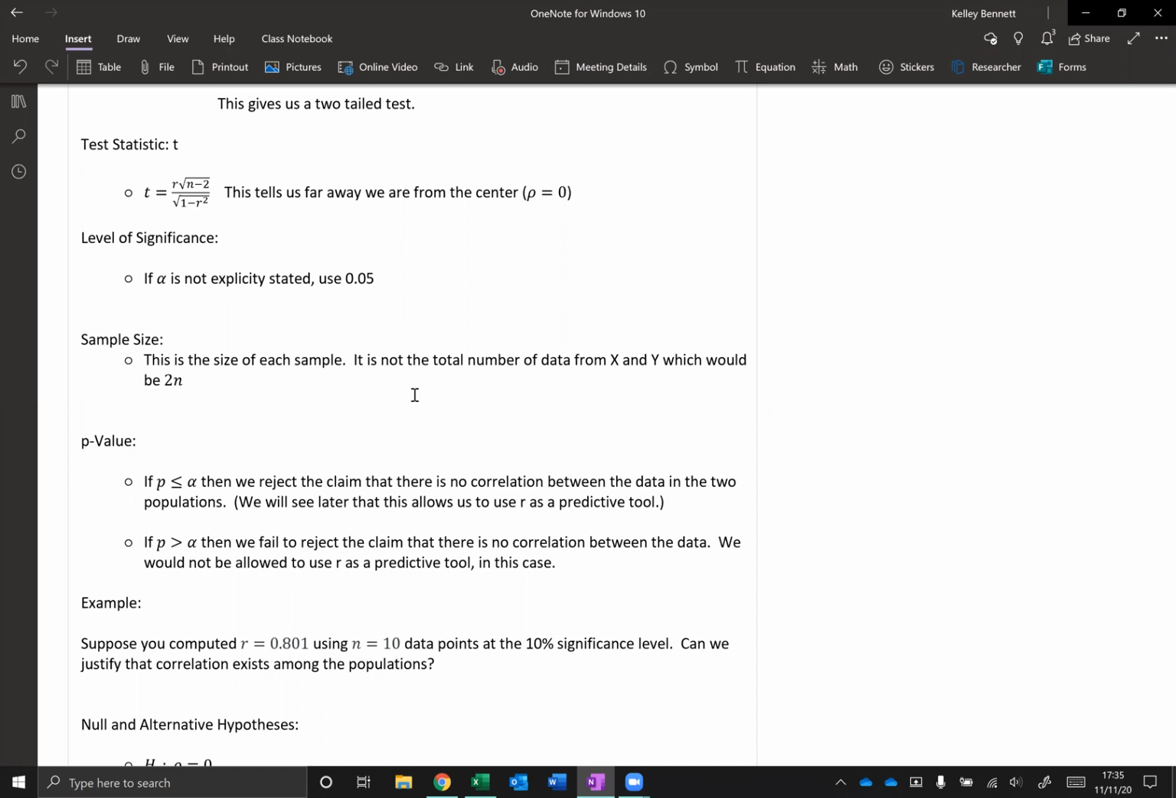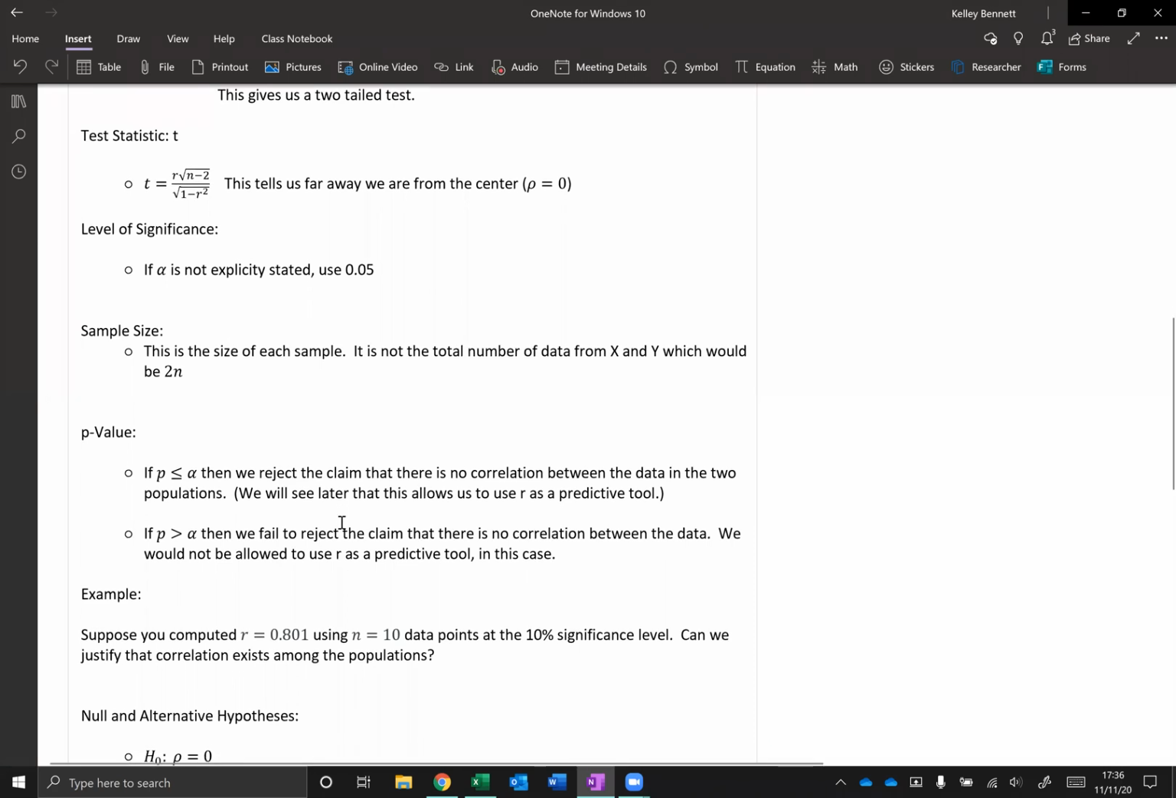If p is greater than alpha, then we're going to fail to reject the claim that there is no correlation. And in this case, we wouldn't be allowed to use R as a predictive tool because we haven't shown sufficient evidence to demonstrate that there is correlation, or a lack of no correlation rather.